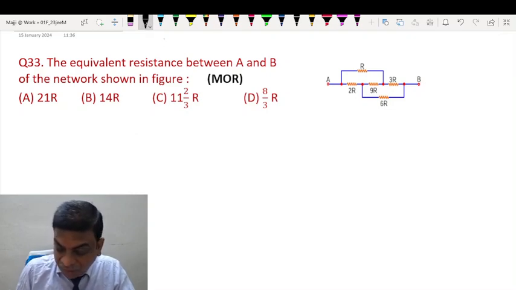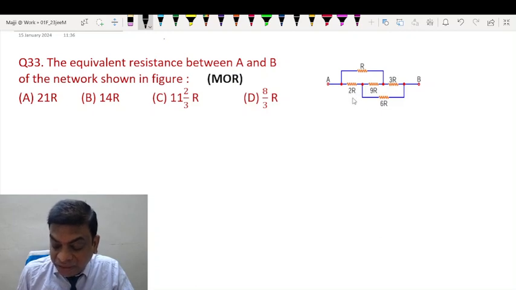Now students, whenever you come across this kind of arrangement, that is an arrangement of 5 resistors, most probably it would meet the requirement of a balanced Wheatstone bridge. So how is it? See, it is like this.